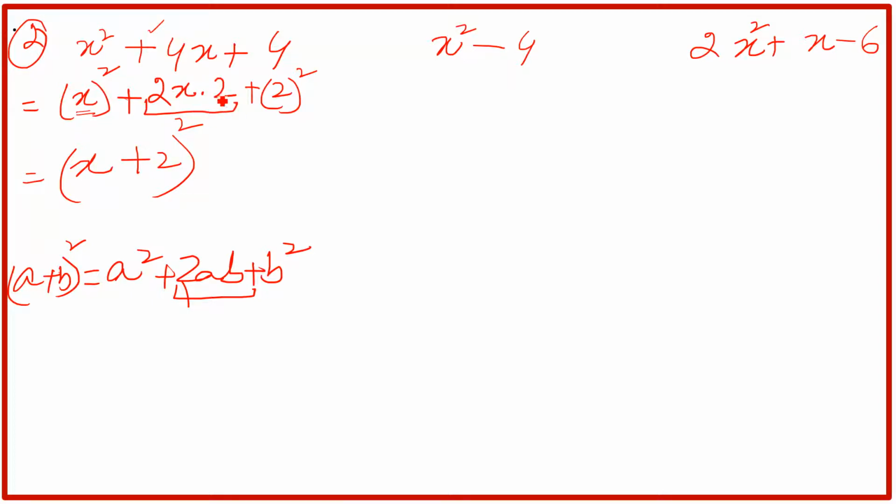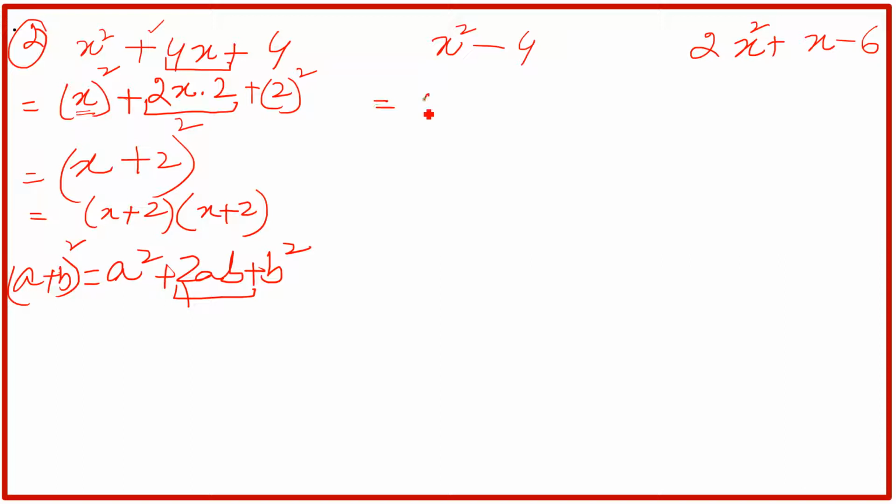If we multiply these, 2 times 2x, we will get the same middle term, 4x. So this is (x plus 2) whole square. Whole square means x plus 2 written 2 times, or you can write it like this. So this is the factorization of the first part. Now we will discuss the second factorization.